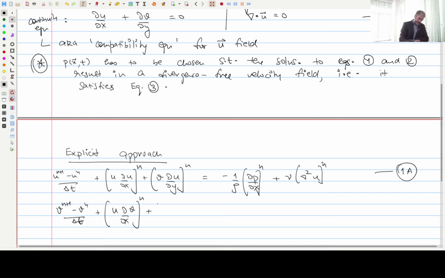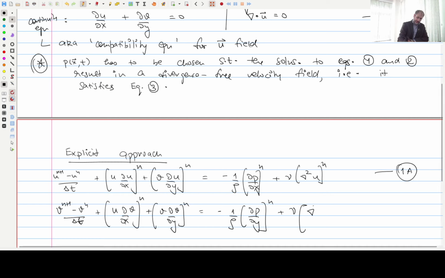At the nth time, similarly the second term is also at the nth time. And all other terms are also discretized at the nth time.